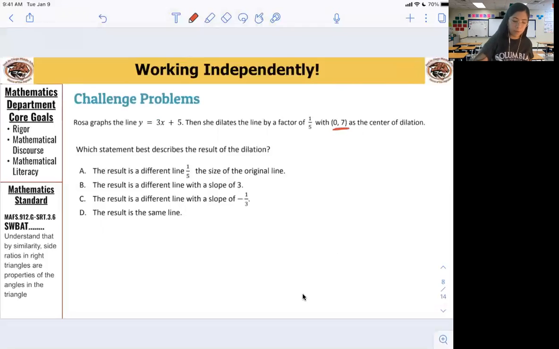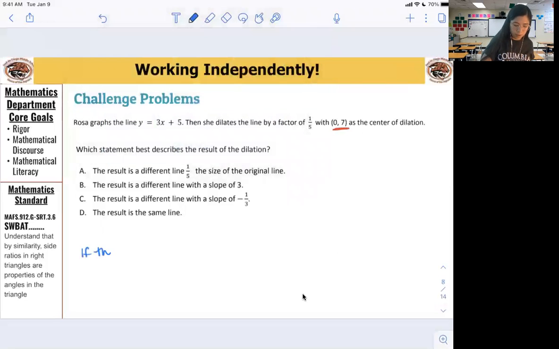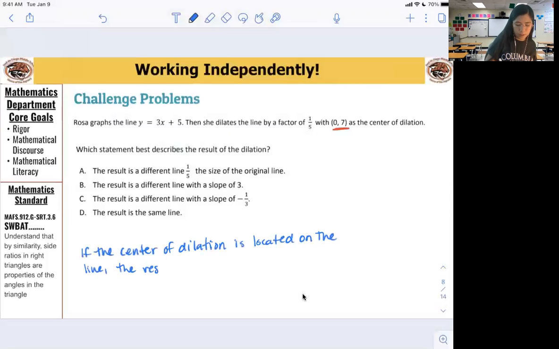So let's remember the rule because we learned this last time. If the center of dilation is located on the line, the resulting image will be what? On the line. It'll be the same exact line.